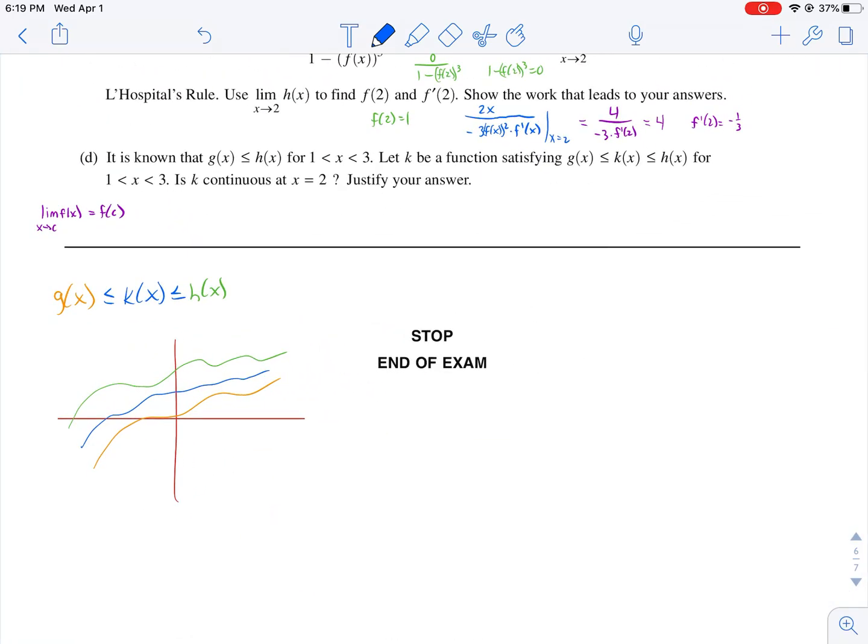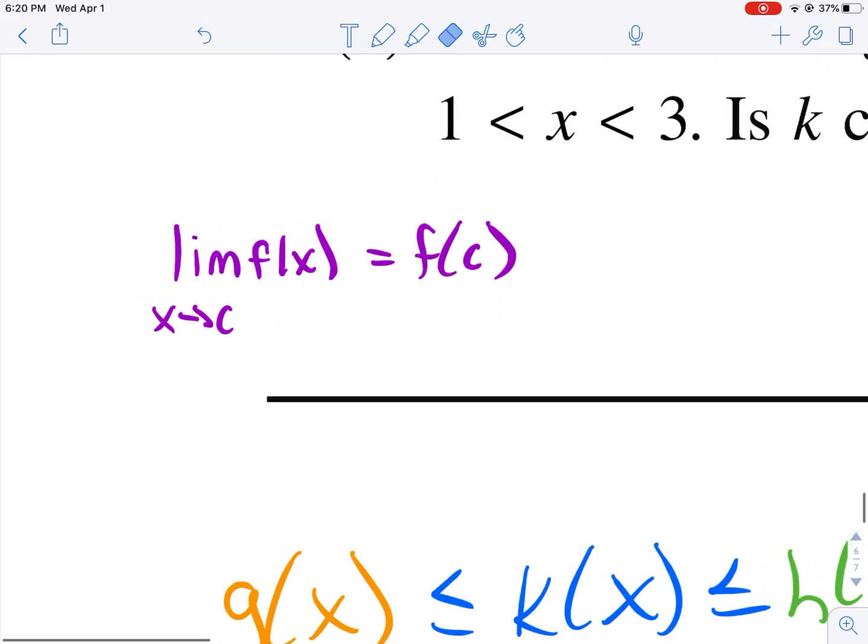Okay? So what we know about, it wants to know if k is continuous at 2. So we're going to use this definition right here. But we need this for k, so I'm going to use the appropriate variables here. So we want to show that the limit of k of x as x goes to 2 is equal to k of 2. That's what we're trying to find.